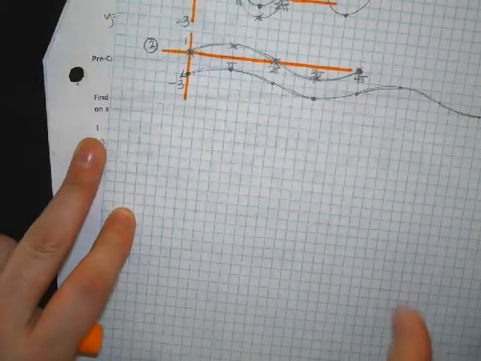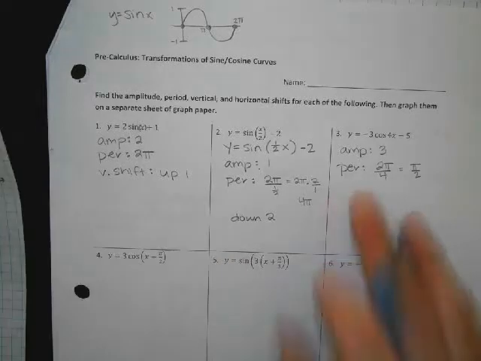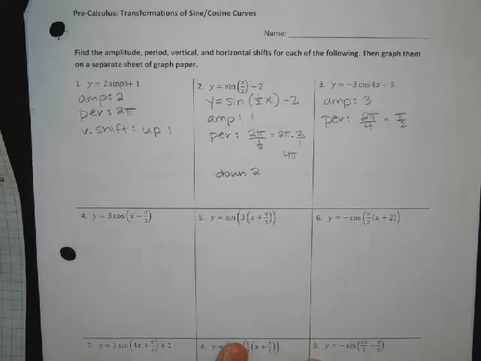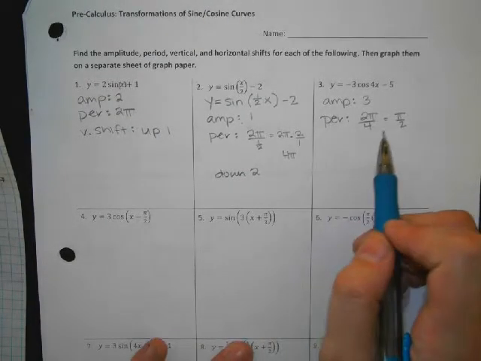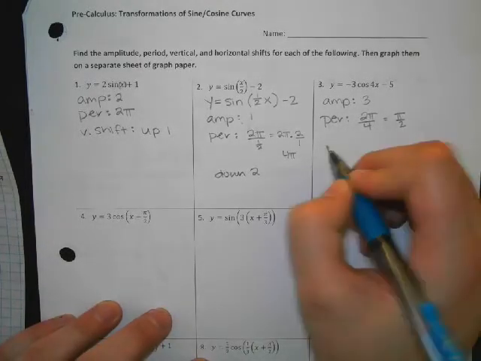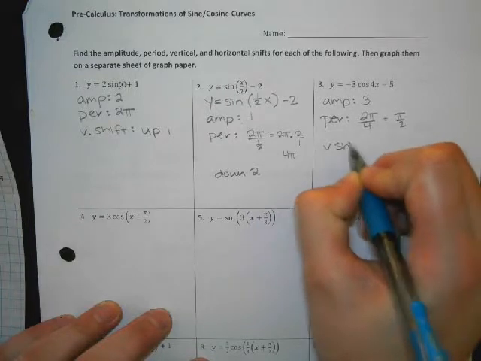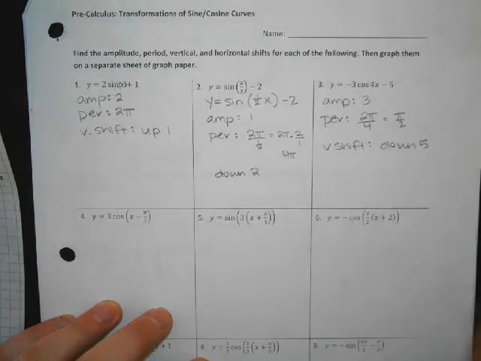Okay, so for number 3, it is a cosine graph. I already started it. I said my amplitude was positive 3 because the negative doesn't tell me anything about the amplitude. The negative tells me it's reflected. So my amplitude is positive 3. The period is 2 pi divided by 4, which is pi over 2. And then we do know that we have a vertical shift of down 5.